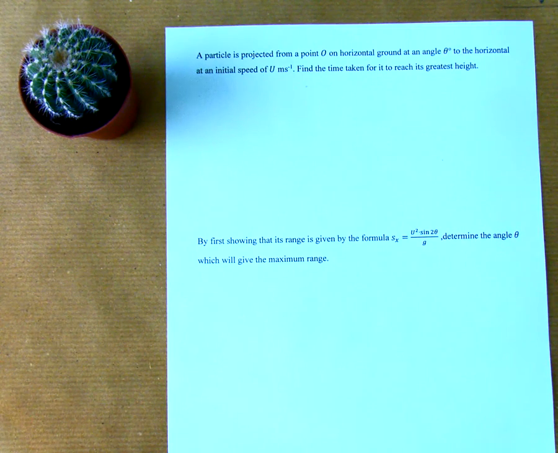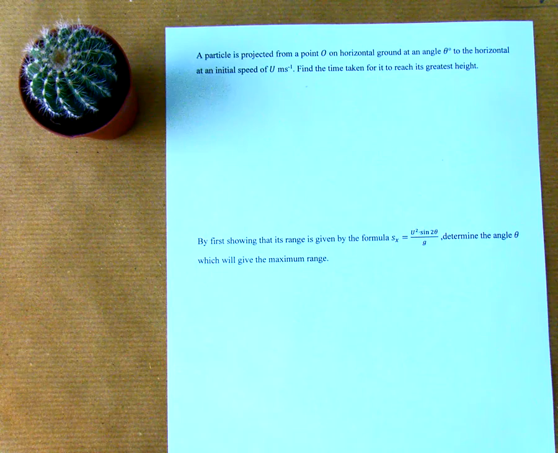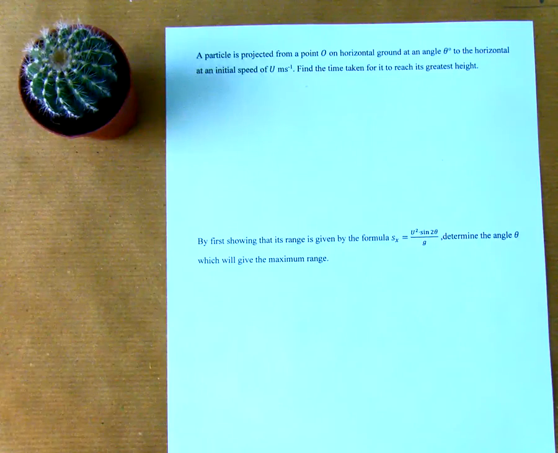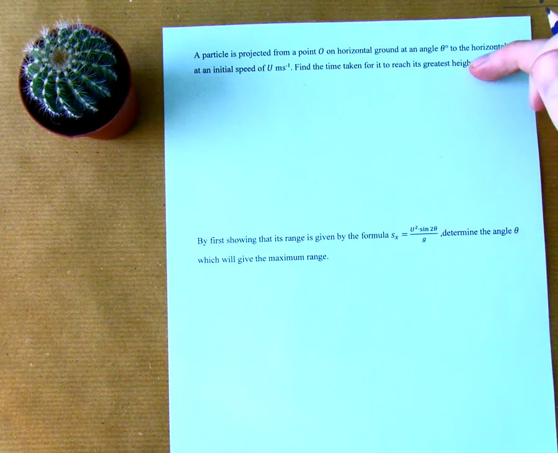A particle is projected from a point O on horizontal ground at an angle of theta to the horizontal and an initial speed of u meters per second. Find the time taken for it to reach its greatest height. Okay, so this is a completely generalized projectile, and we are being asked to find the greatest height.